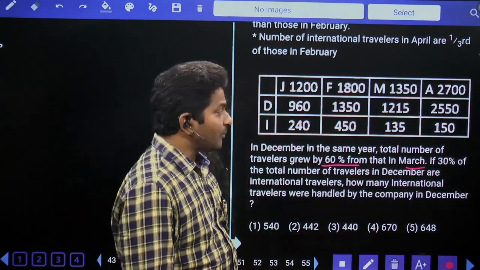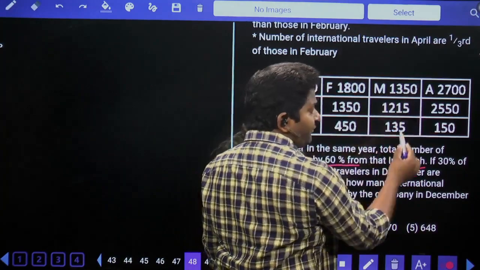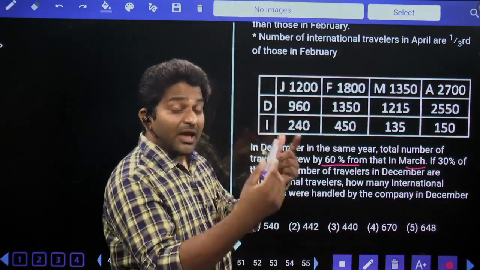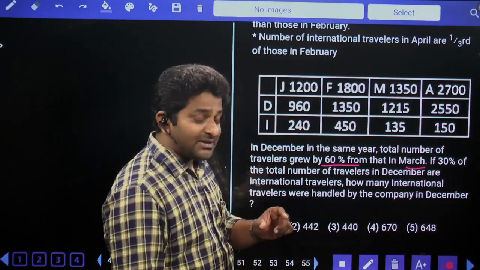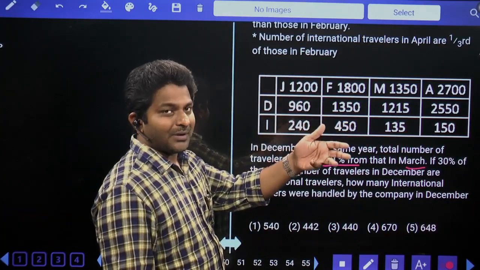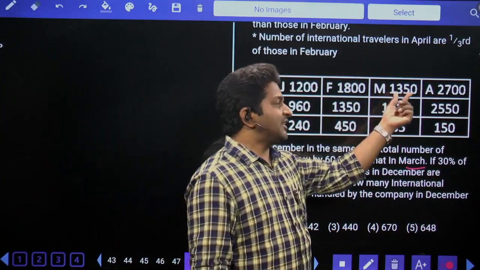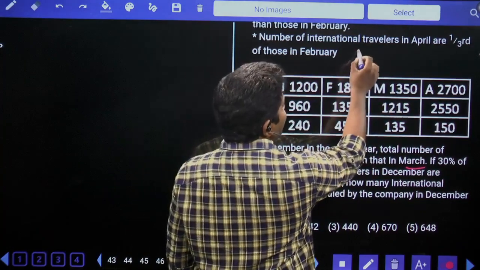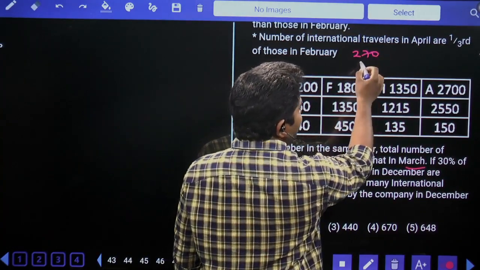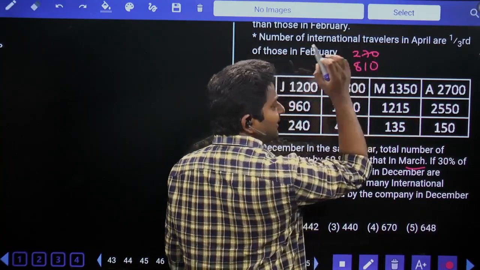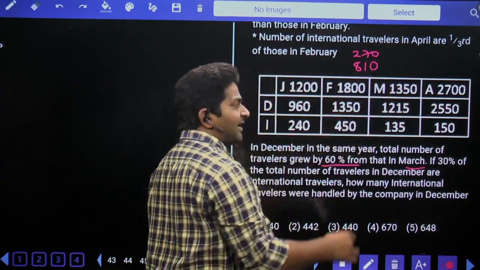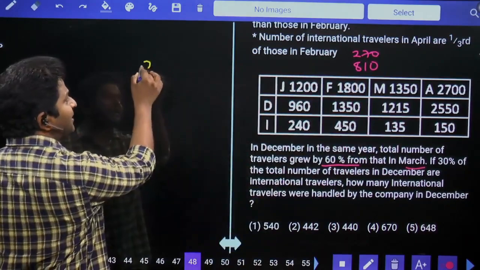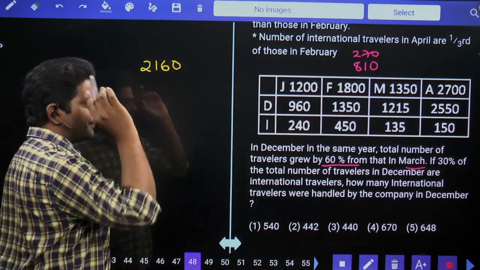In December, in the same year, the total number of travelers grew by 60% from March. In March, we have 1350, and 60% above we have to calculate. That is 10% double and triple. Instead of multiplying 10% by 6, go for 10% double. 135 double, 270. 270 triple, 810. So when you add 810 to this number, that becomes a total of 2160.